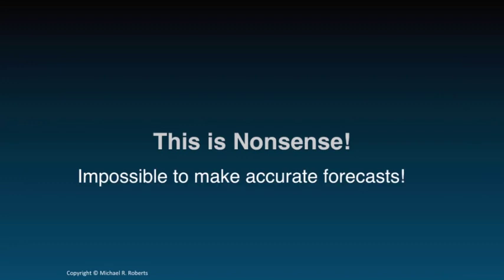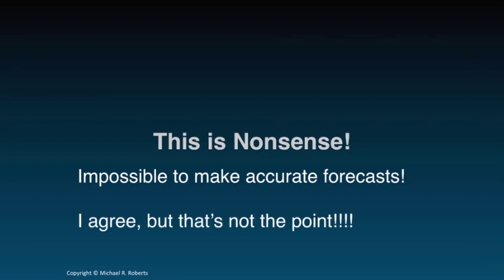This is nonsense. That's a common look I get from students or practitioners when I discuss this framework, because the argument is, look, it's impossible to make accurate forecasts in the future. It's hard enough to figure out what our company is going to do and how the economy is going to change and impact our company a quarter out, much less 5 years. And I agree, but I think that's not the point.